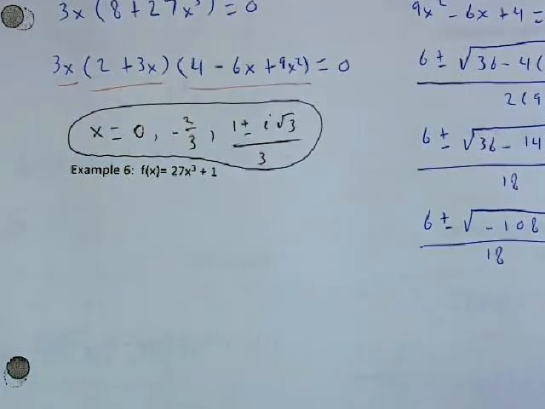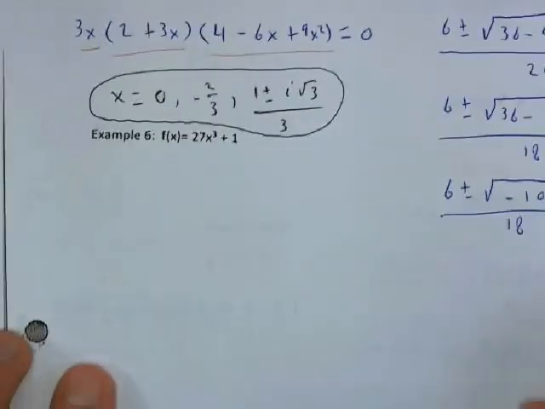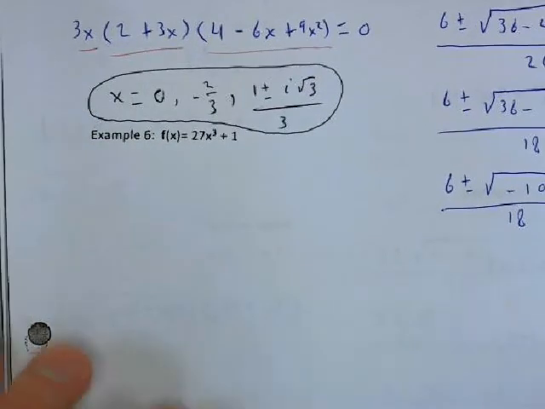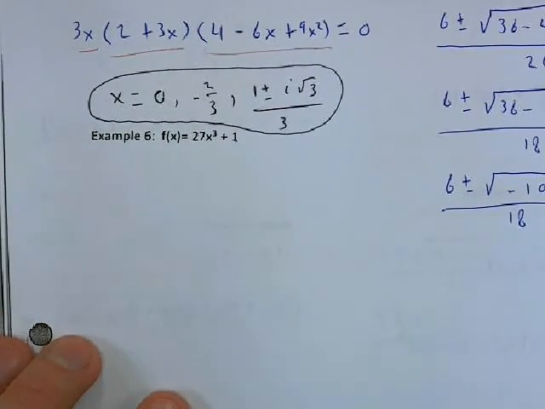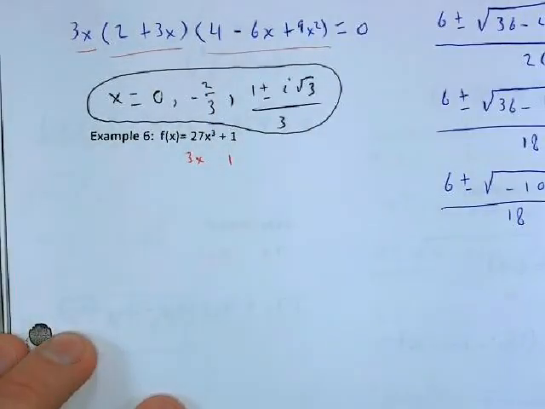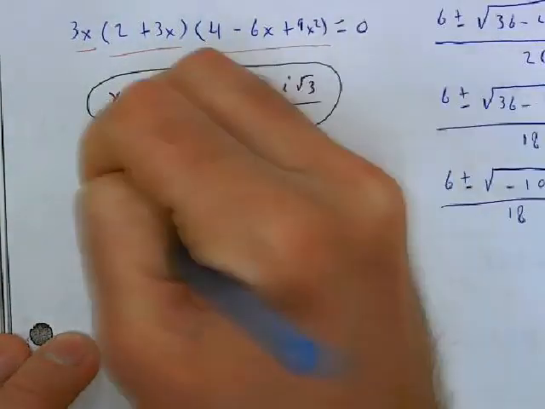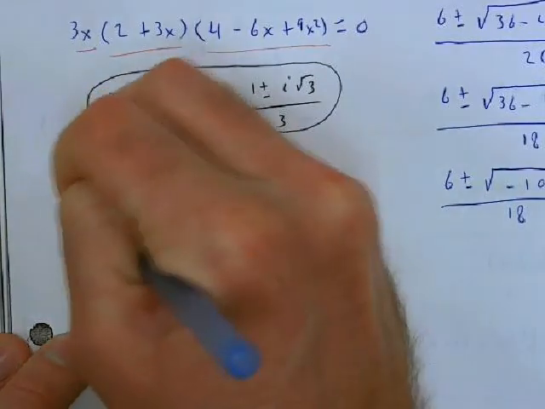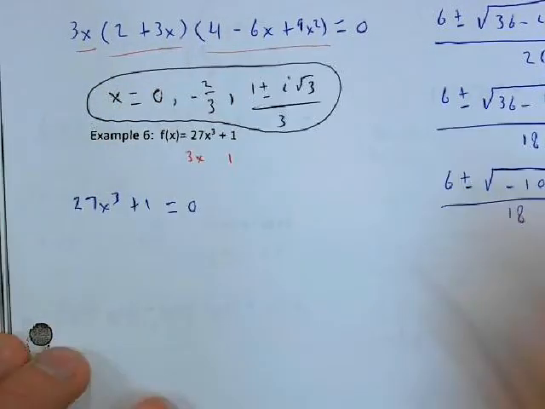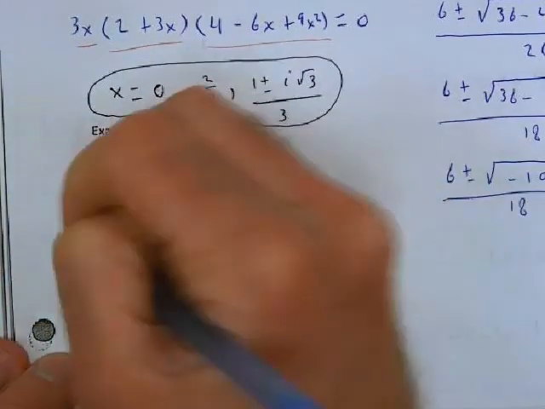All right, last one. Okay, we want to solve 27x cubed plus 1 equals 0. This one shouldn't be as bad. Okay. First of all, our a is going to be 3x, our b is going to be 1. Okay, so let's rewrite the problem first. 27x cubed plus 1 equals 0. I want to factor this thing.